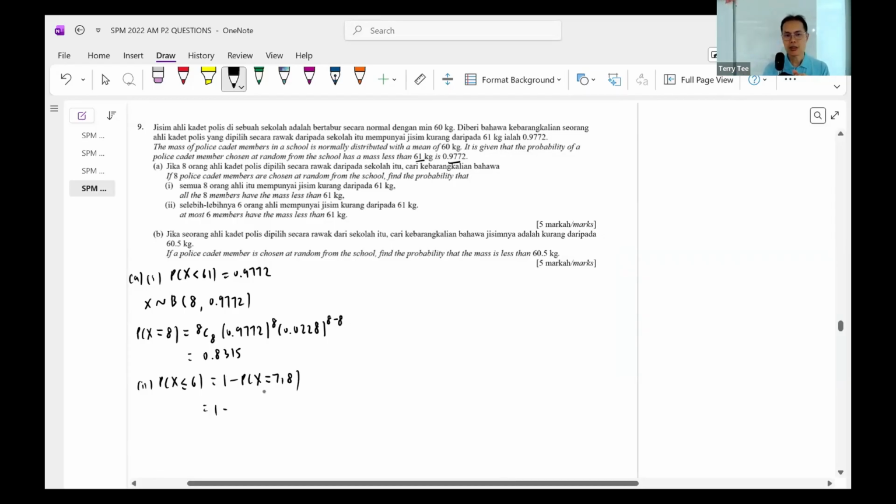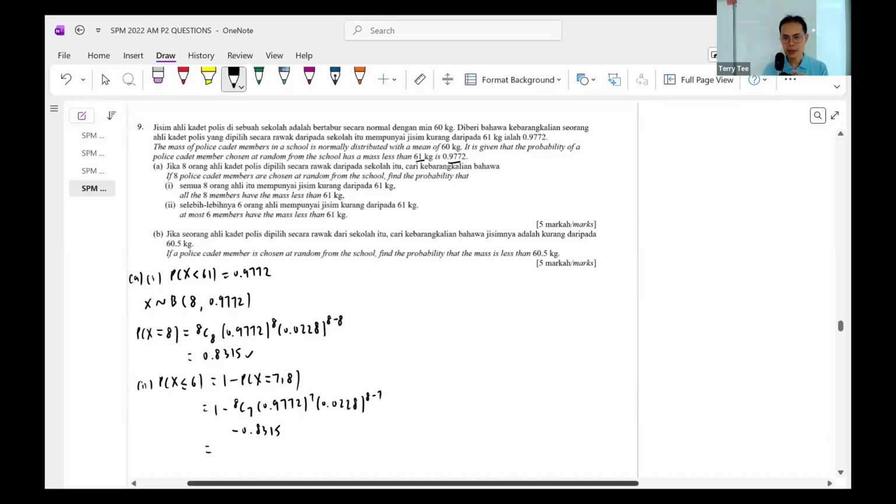So, what is the probability of 7? We take 8C7, P is 0.9772 power 7, Q is 0.0228 power 8 minus 7. Now I subtract here, no space, I write this below here, 8C8. In fact, 8C8 we already have, so I think we just copy this. Don't want to write so many steps, right? I minus 0.8315. That we already got earlier, right?